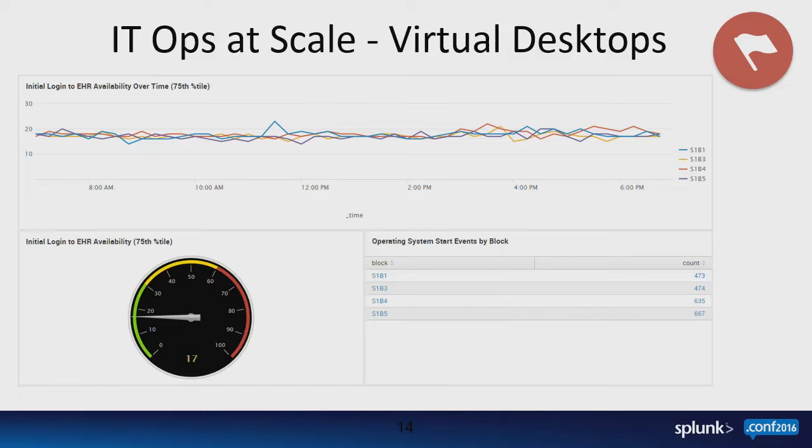We get about 200 million events per day out of this. They're Windows events. They're kind of large events. But Splunk can handle it. Unlike some other solutions, it can scale out. We can add as much capacity as we need to support this.